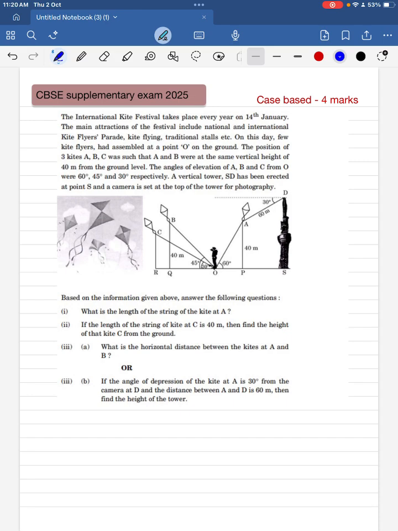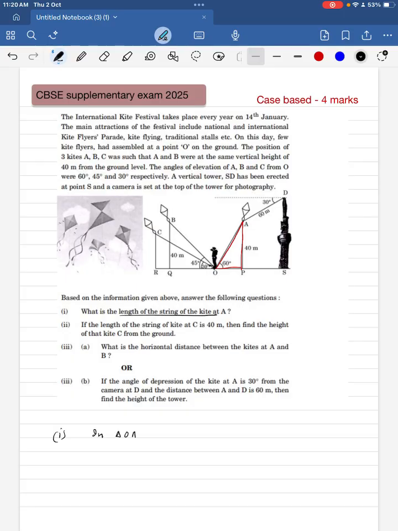What is the length of the string of the kite at A? Okay, so the string is from O to A. So we have to find the length of OA. So let's take this triangle OAP and answer the first part of the question. In the first part they've asked us to find the length of the string of the kite.